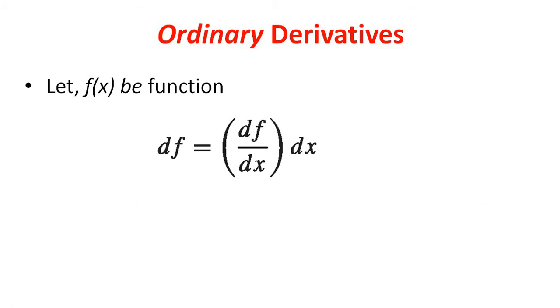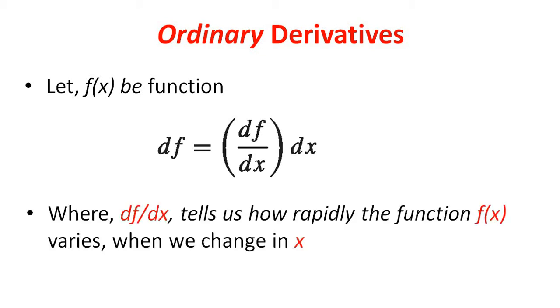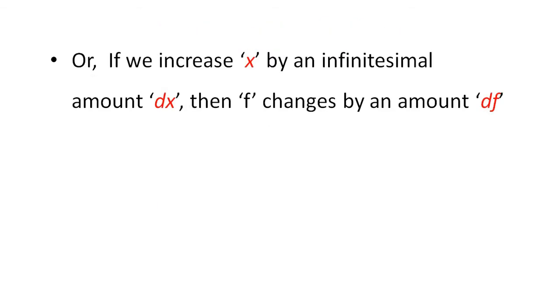So df can be written as df by dx into dx, where df by dx tells us how rapidly the function f of x varies when we change x. If we increase x by an infinitesimal amount dx, then f changes by an amount df.